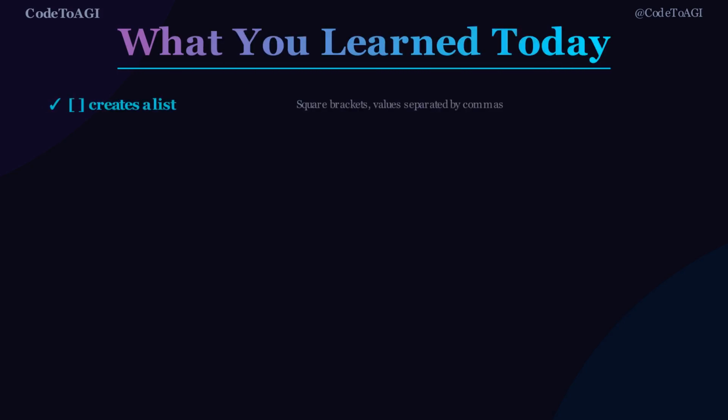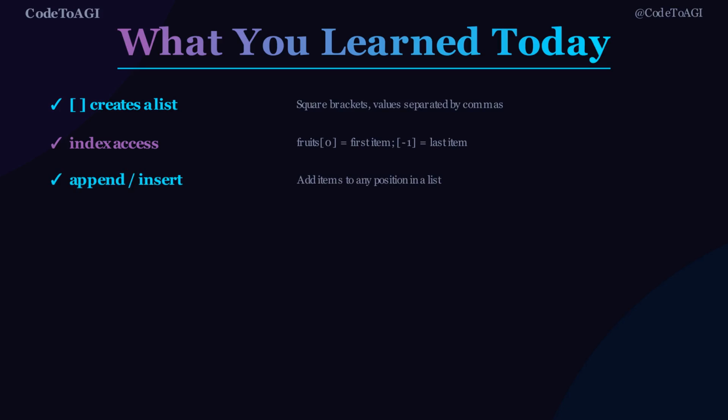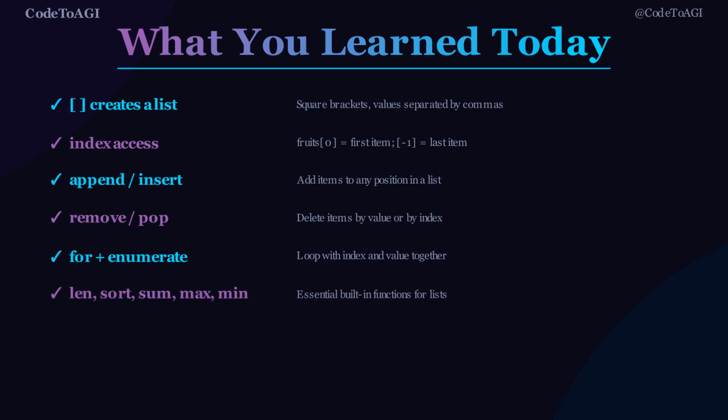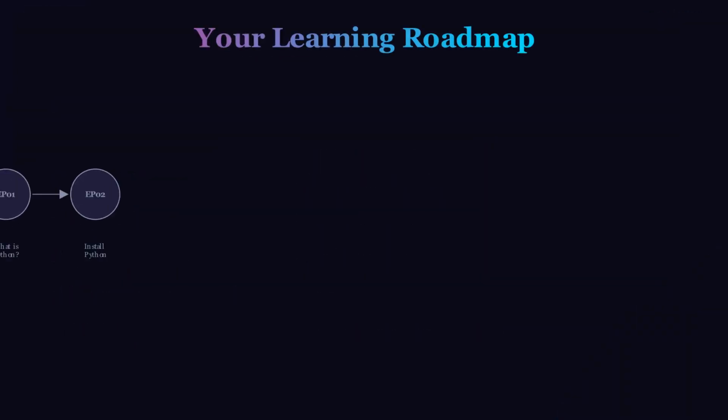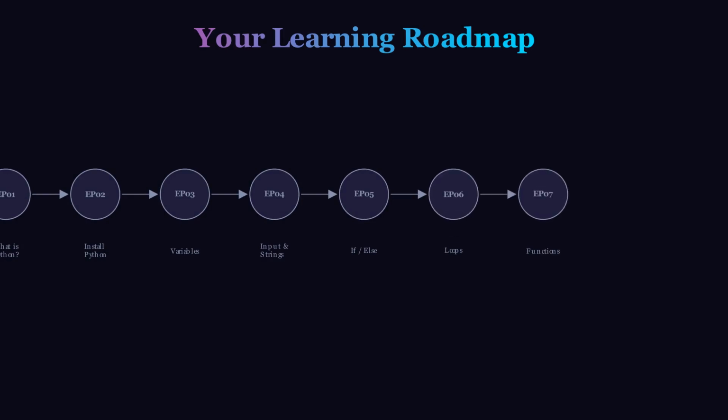Let's wrap up what you learned today. Square brackets create a list. Values separated by commas. Zero-based indexing. First item is at index 0. Append, insert, extend, add items to a list. Remove and pop, delete items from a list. For loops, iterate through every item in a list. Enumerate gives you index and value together. Len, sort, reverse, count, index, the essential list methods. Sum, max, min, built-in functions that work with lists. And you built a complete student grade tracker.